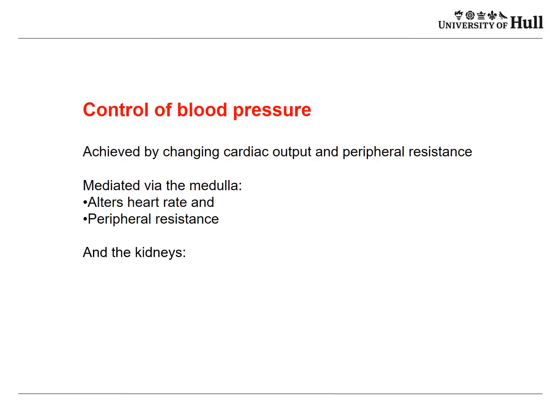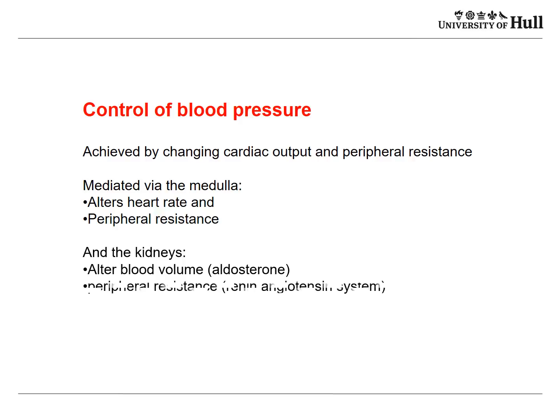The kidneys also play a part. They alter blood volume through the work of the hormone aldosterone, and also alter peripheral resistance through the renin-angiotensin system.